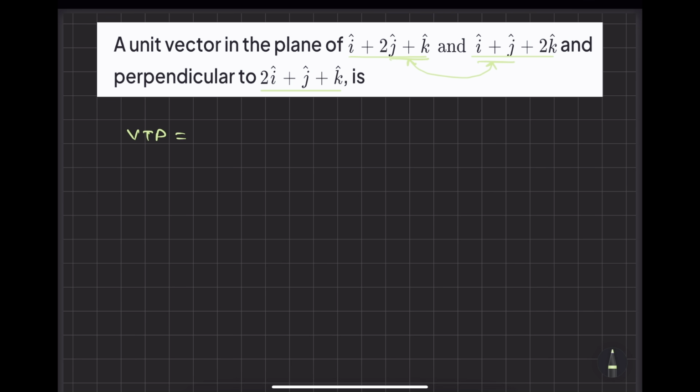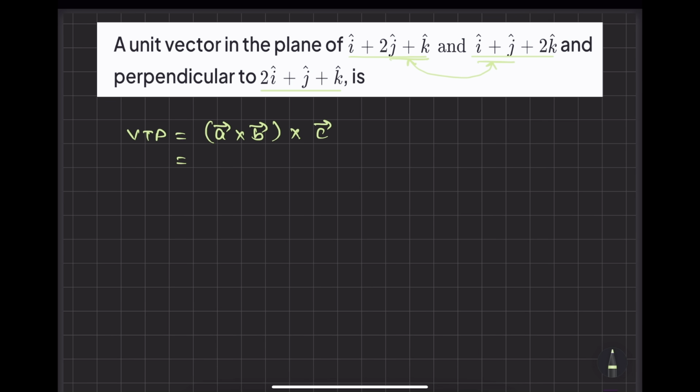So, in vector triple product, VTP, if we need a vector perpendicular to the plane of this and this, we should give priority to these two vectors. Suppose the first vector is A, second vector is B, so we will give priority to these two, because in this plane only we want a vector, and then cross with the third vector C.